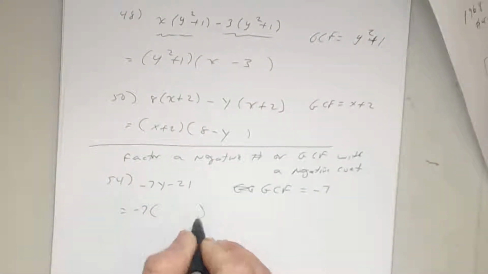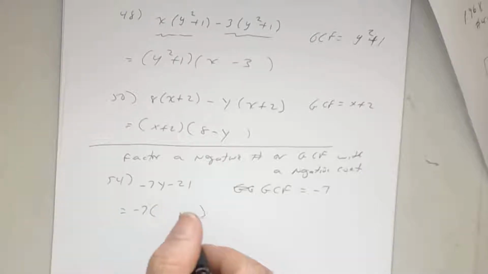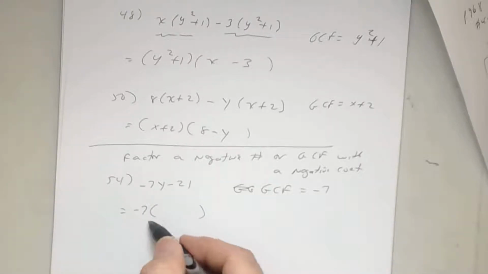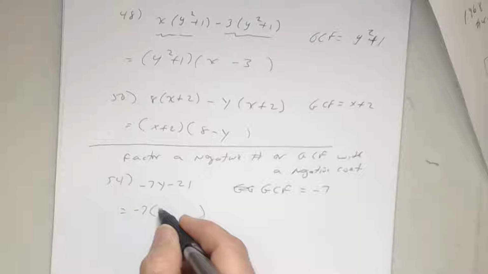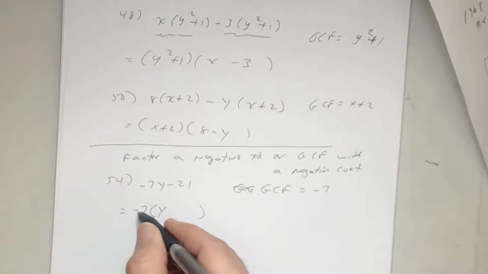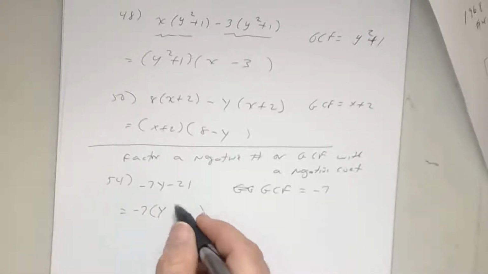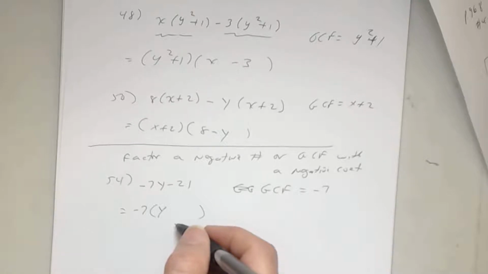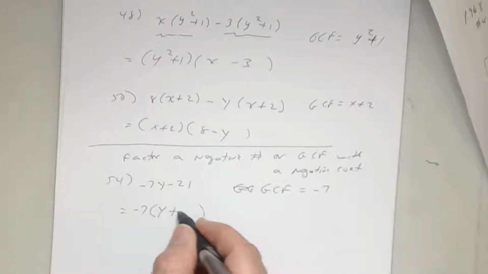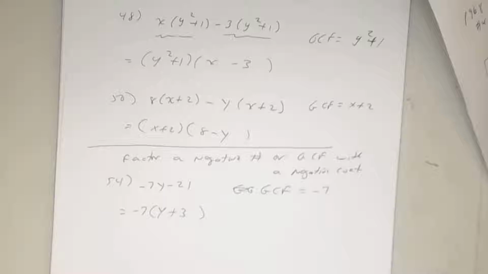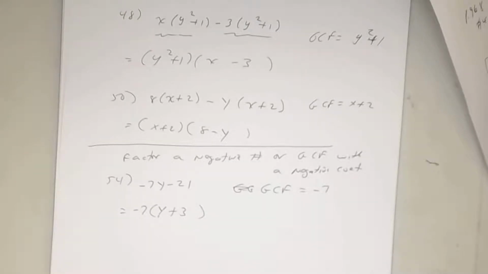In front. How many terms will be inside the parentheses? 2. And you ask yourself, negative 7 times what is a negative 7y? Positive y. Negative 7 times what is a negative 21? Positive 3. Good. Positive 3. So there's your answer. You wrote it as a product.